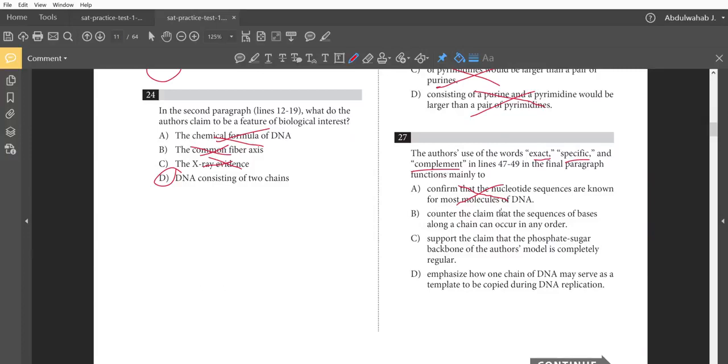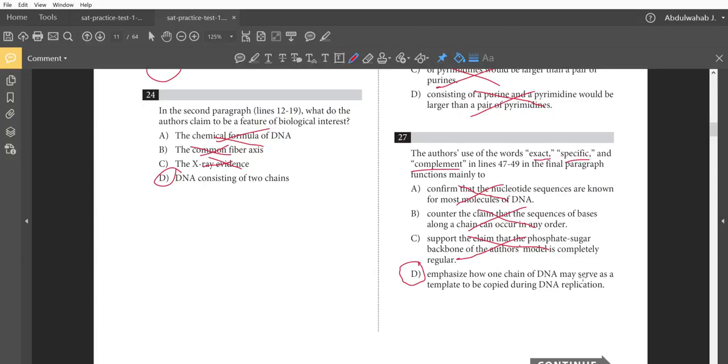It functions mainly to counter the claim that the sequences of bases along a chain can occur in any order. Again, this is not what these specific lines are saying. Now, the text does say that the certain bases can be in any order. We can have any number of permutations as long as there's the opposite pairing on the other side. But this is not the main claim of lines 47 to 49. It supports the claim that the phosphate sugar backbone of the author's model is completely irregular. Again, they didn't talk about the regularity of the author's model. So again, D has to be the answer, but let's see why.